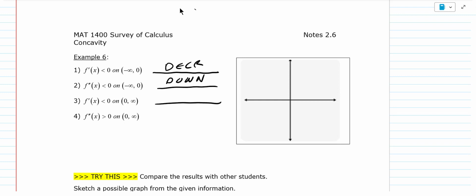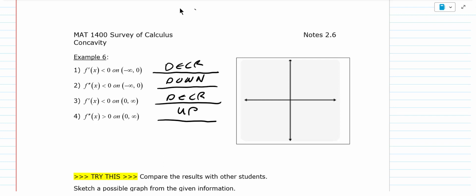Okay, third statement, first derivative is less than 0. What does that tell you? Decreasing still, right? Still negative. And how about statement 4? Second derivative is greater than 0. Concave up. Okay, that's what you have to know.